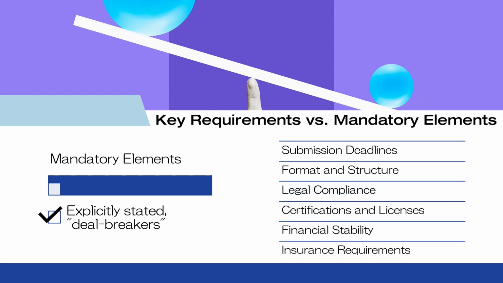Examples of mandatory elements. These are your deal breakers. Miss a deadline, use the wrong format, or lack a required certification, and you're out, no matter how good your solution is. For example: submission deadlines, format and structure, legal compliance, certifications and licenses, financial stability, insurance requirements.